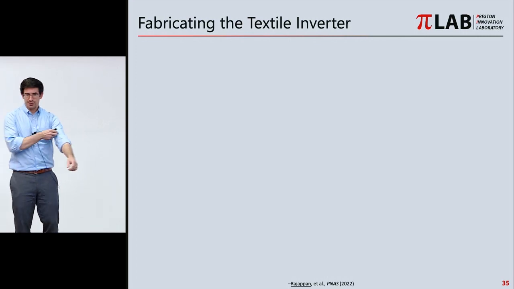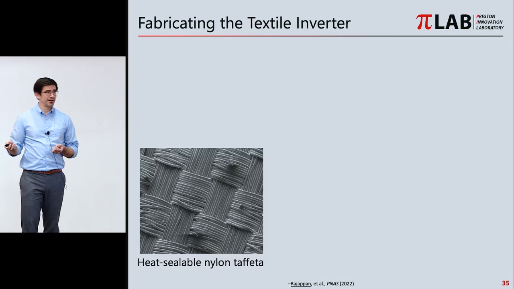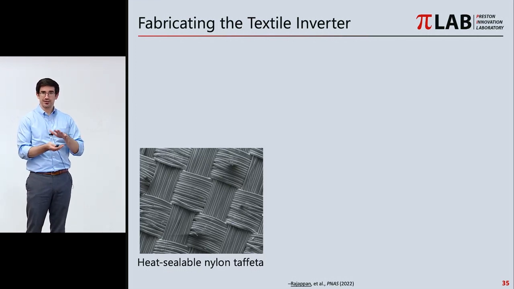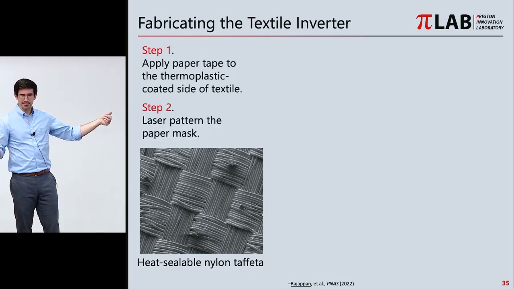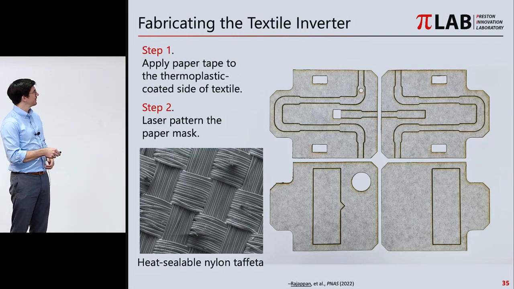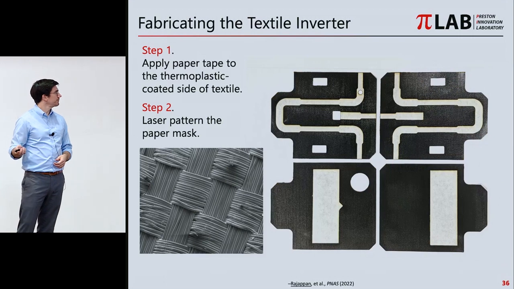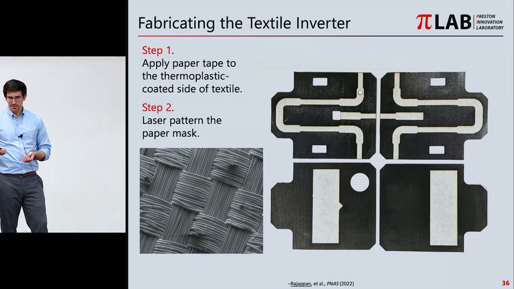So from here, we went out to fabricate this textile inverter, and I wanted to just briefly show the fabrication process for folks that are not familiar with it. It's a bunch of layers that are stuck together with heat and pressure. We start with some textile, and we apply a mask, and then we laser pattern the mask, and that looks like this. We can see where we're going to define that flow channel and also those offset pouches. From here, we pull off the mask where we do want adhesion to occur.